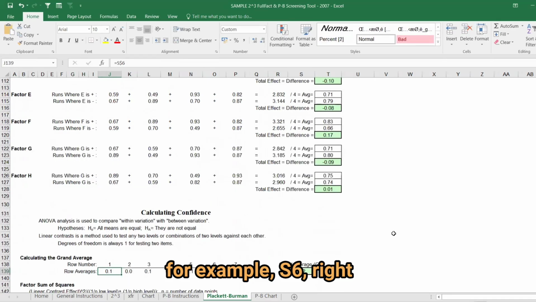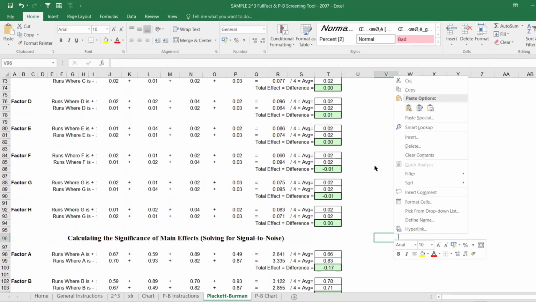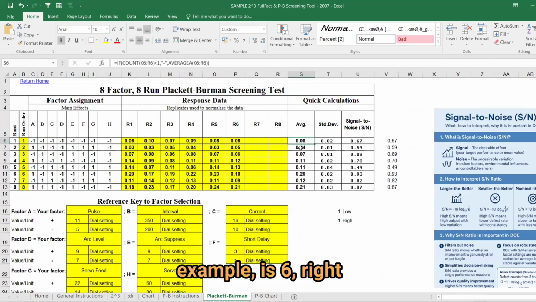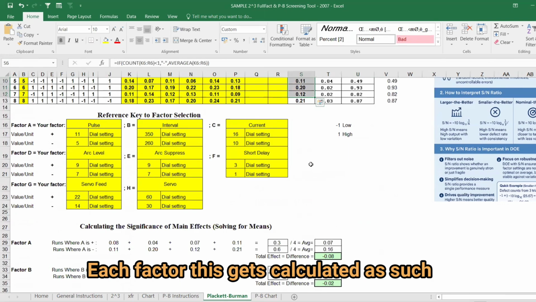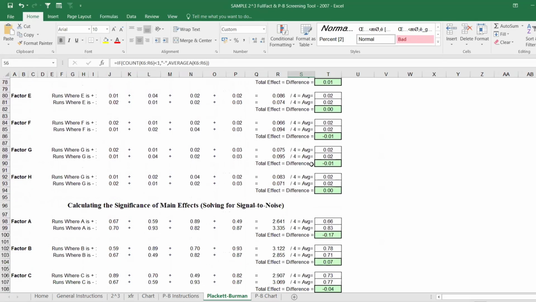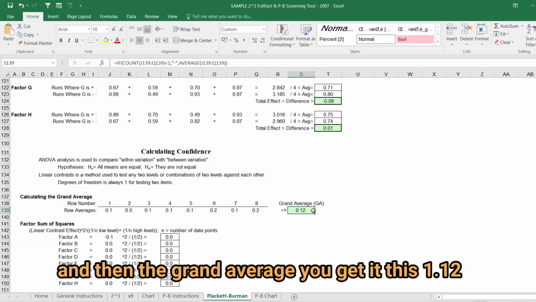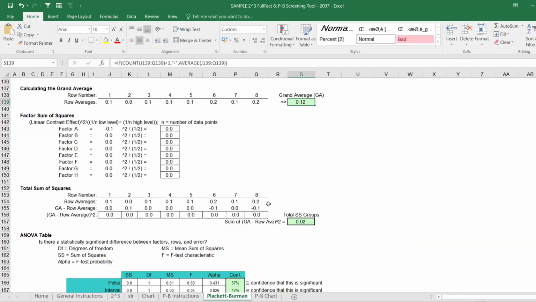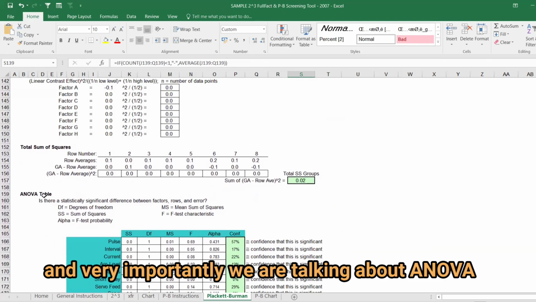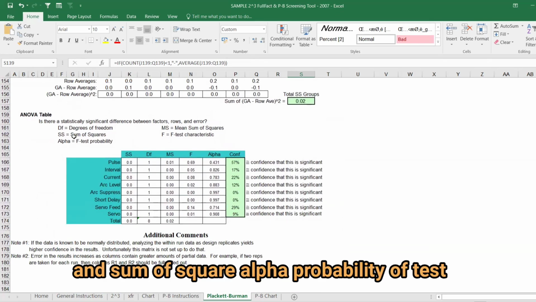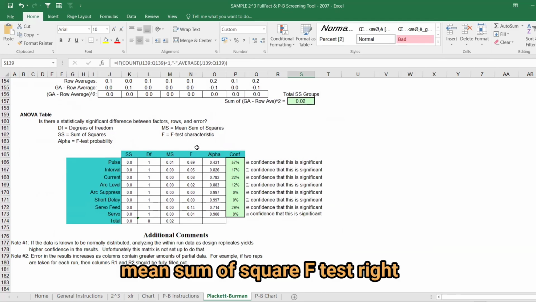You see that this value is coming from, for example, S6, right? So this value gets calculated for each factor, for example S6, right? Then you have 8, and the grand average, you get this one, 0.12. And very importantly, we are talking about ANOVA. In ANOVA, a few things we need to learn: degrees of freedom, sum of squares, alpha, the probability of the test, mean sum of squares, F test, right?